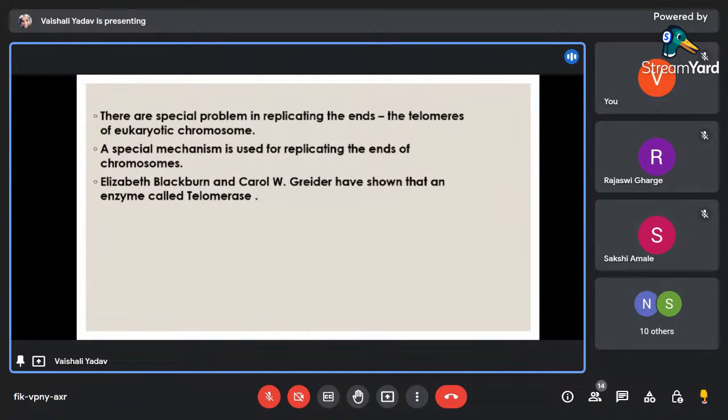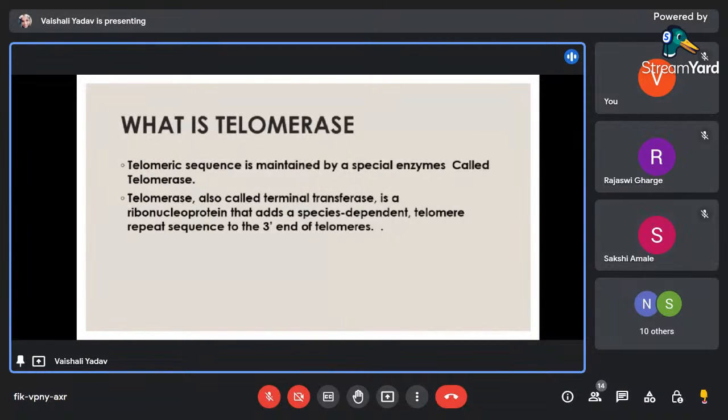Elizabeth Blackburn and Carol W. Greider have shown that an enzyme called telomerase maintains telomeric sequence. What is telomerase? Telomerase, also called terminal transferase, is a ribonucleoprotein that adds a species-dependent telomeric repeat sequence to the 3 prime end of telomeres.